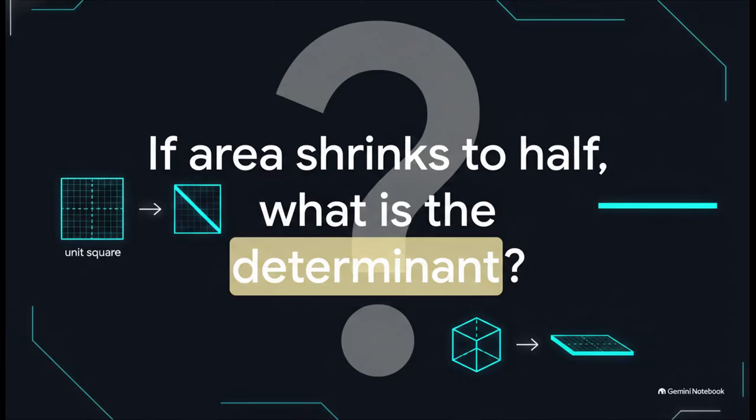So think about this for a second. If a transformation shrinks that unit square down to exactly half its original area, what do you think the determinant is? Yep, you guessed it. It's 1/2. See, the determinant only cares about the final area. It doesn't care about the actual outline or the specific shape itself.